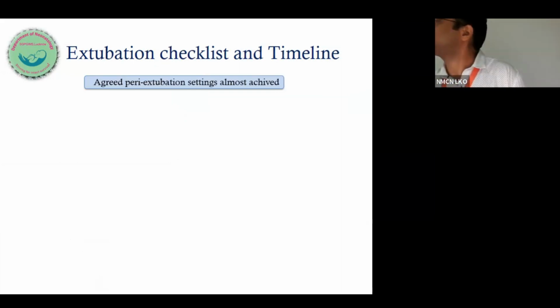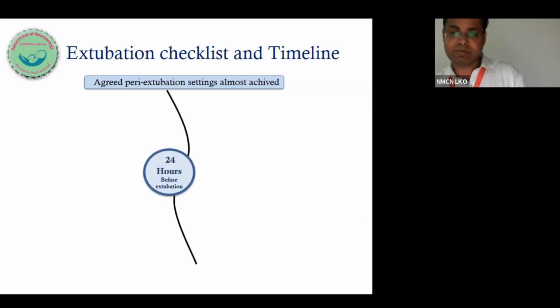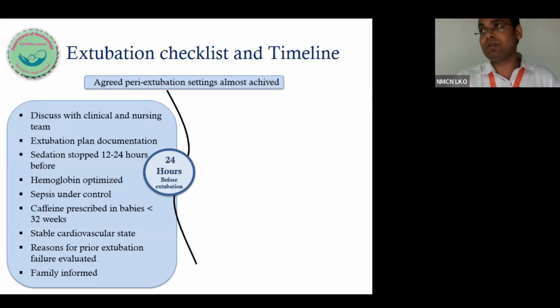So now moving on to the checklist and the timeline. Once the child has achieved the pre-extubation settings, at least 24 hours before, we need to discuss with the clinical and nursing team. Extubation should be planned and well documented. The settings should be decreased and sedation should be stopped at least 12 to 24 hours prior. Hemoglobin should be optimized and under control. Caffeine, if not already started, should be started. Then hemodynamic stability should be ensured, and reasons for the prior extubation failure should be evaluated. Then the family should be informed.